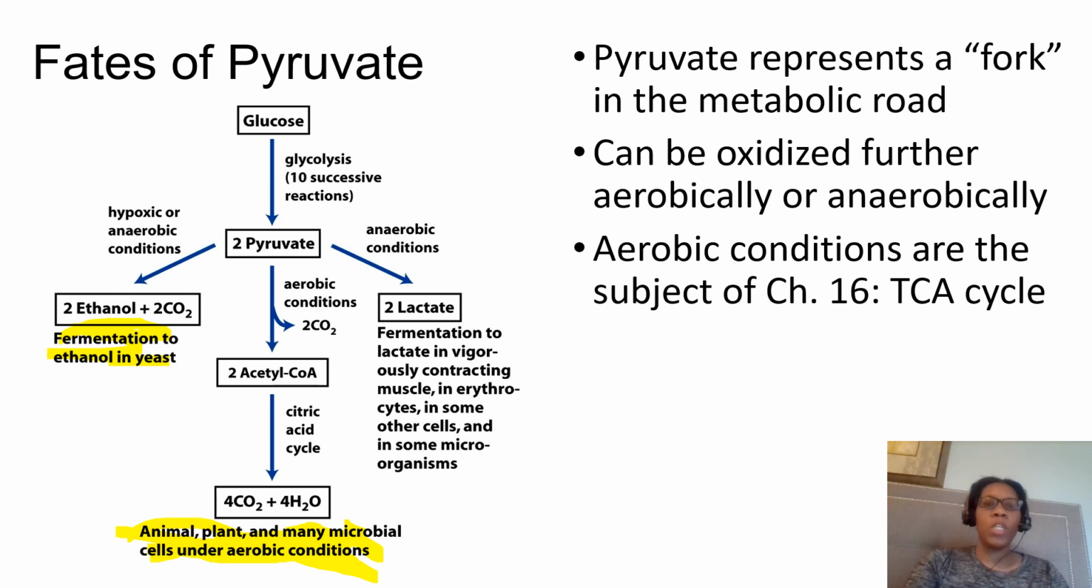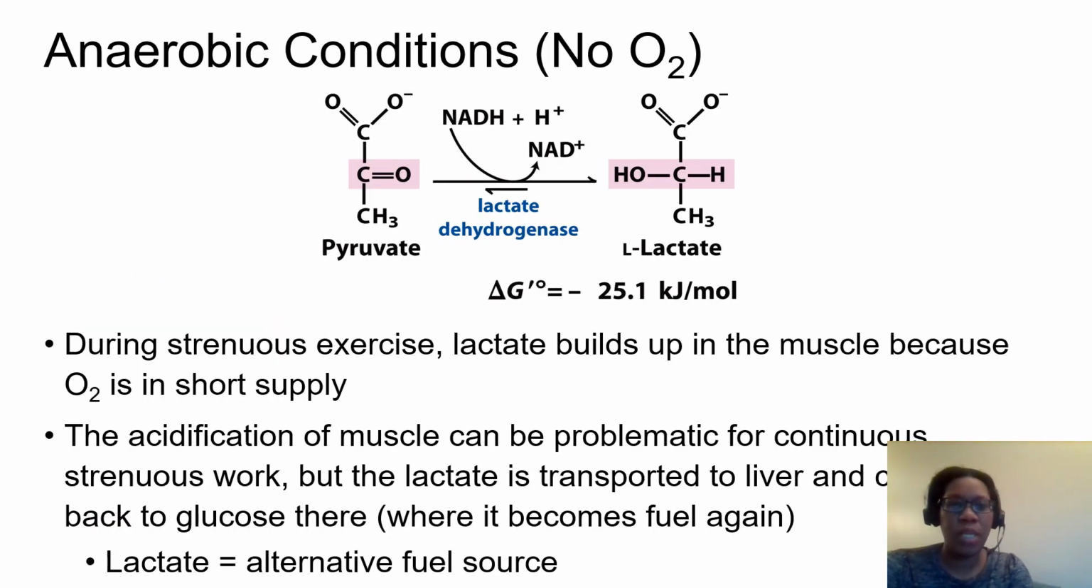So usually we want to be under aerobic conditions with a lot of oxygen so that we can get as much energy out of that glucose as we can going into the TCA cycle. But yeast actually ferment that pyruvate into ethanol, or if we are under hypoxic or anaerobic conditions, we convert those 2 molecules of pyruvate into 2 molecules of lactate. Under anaerobic conditions, that means where there's no oxygen or very, very little oxygen, our pyruvate is converted into lactate utilizing the enzyme lactate dehydrogenase.